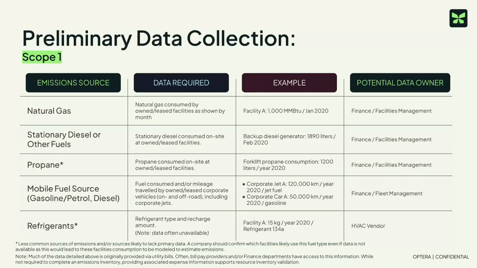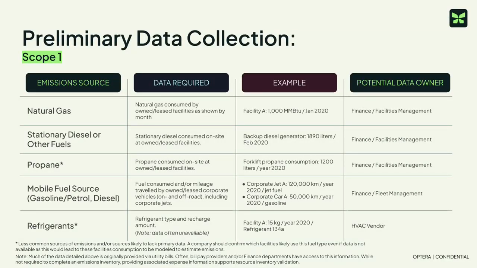Similar stationary combustion scenarios include running a diesel backup generator or using a forklift that consumes propane. For both, you should identify the amount of diesel or propane consumed each month. Data should be available from the finance and/or facilities management functions. Mobile combustion data can be either fuel consumed or miles traveled, for vehicles including owned or leased corporate vehicles, as well as corporate jets. The finance department or fleet management function is likely to have this data.